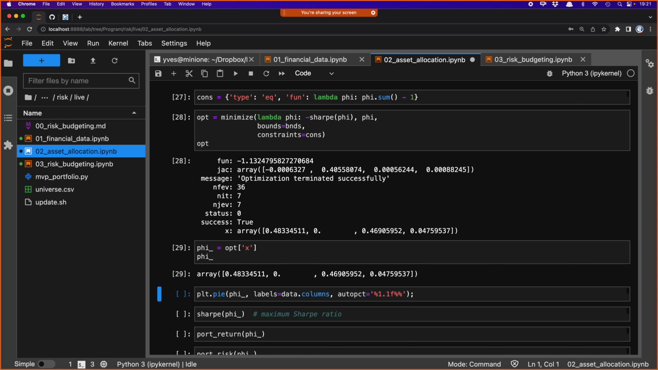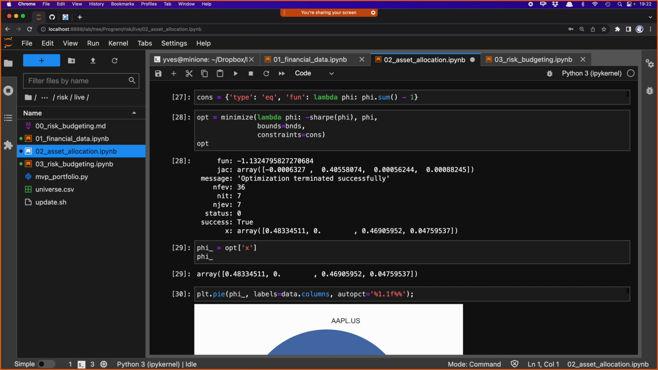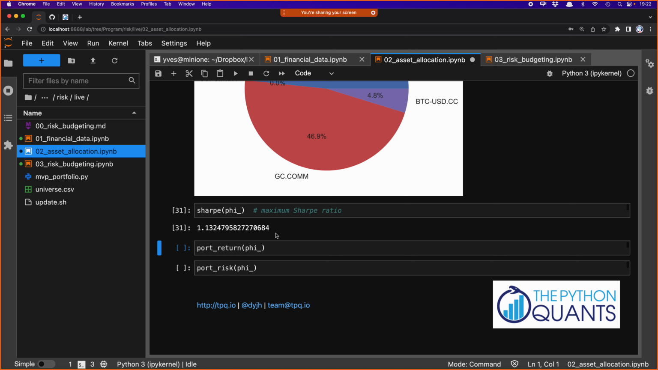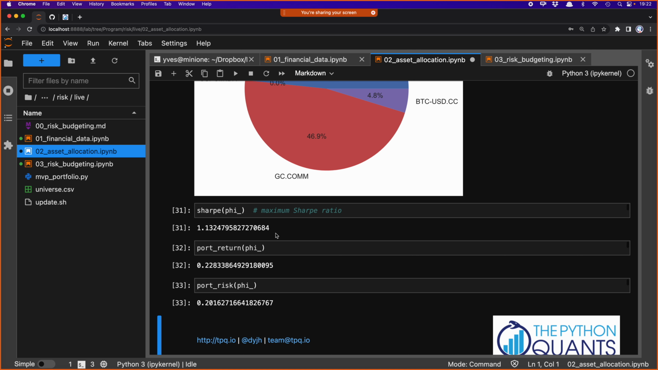So that's our first portfolio, maximum Sharpe. And when we plot this, we see that we have Apple here with a large part, right? And we have gold, a little bit of Bitcoin, and basically nothing here from the S&P 500. This is what plain vanilla mean variance portfolio theory would give us. Sharpe ratio is quite a bit higher than the original one. Portfolio return 22.8 and risk 20%. So the risk is much lower than what we have seen from the equally weighted portfolio.